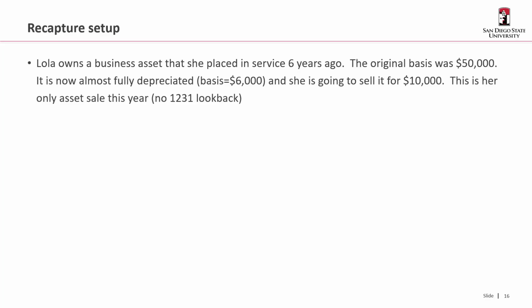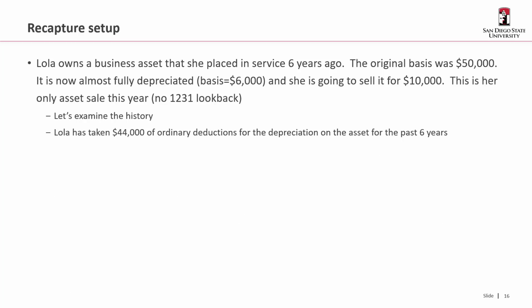Okay, so let's start with Lola. Lola owns a business asset she placed in service 6 years ago. The original basis was $50,000. It is now almost fully depreciated. In fact, her basis is down to $6,000, and she's going to sell it for $10,000. And this is her only asset sale this year. There's no 1231 look back.